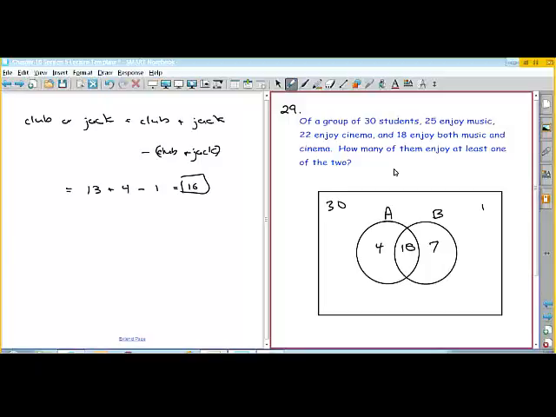If you add those three together, you don't get 30, so there's one person that apparently doesn't like movies or music. Must be a boring life. So then, how many of them enjoy at least one of the two? So at least one of the two is an or statement. It means they like music, or they like cinema. Basically the question they're asking is an or question.